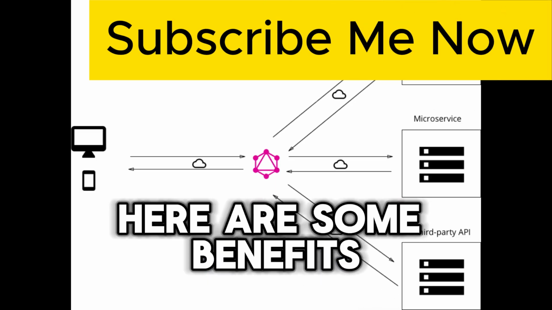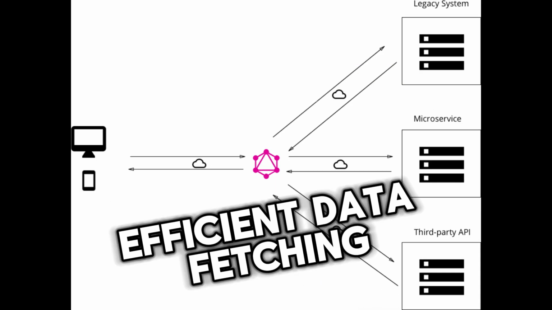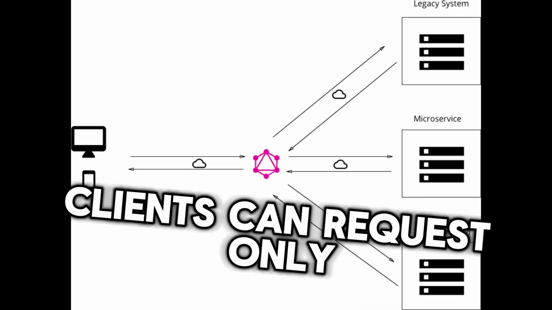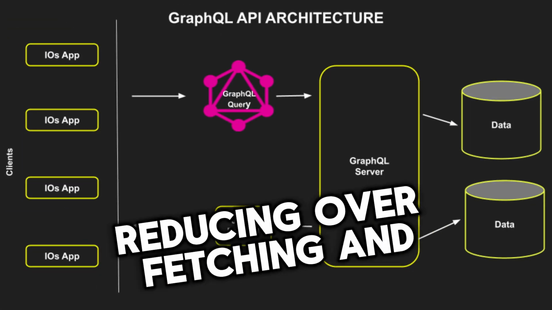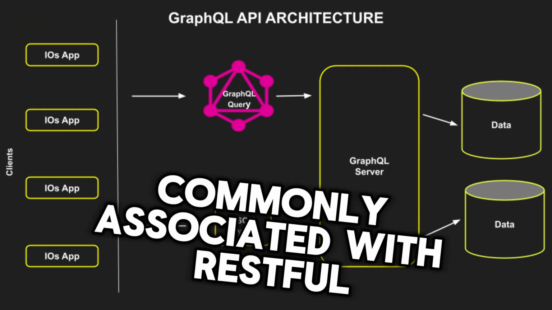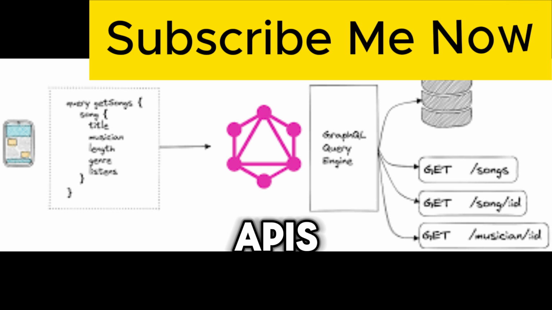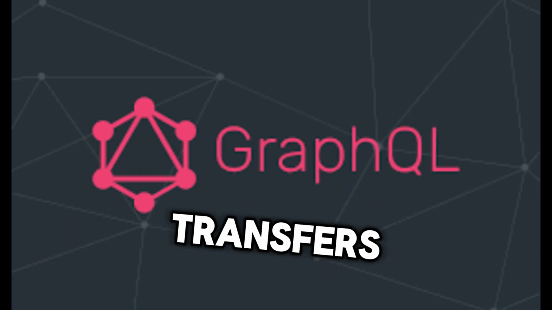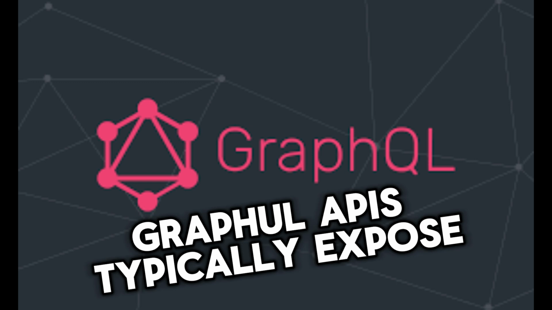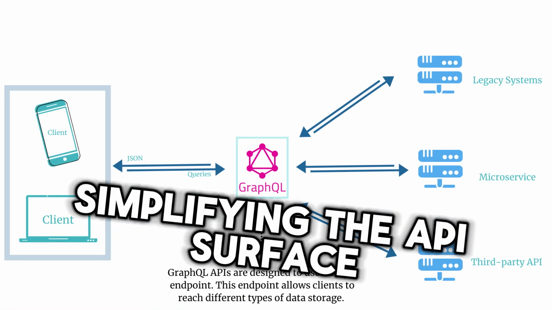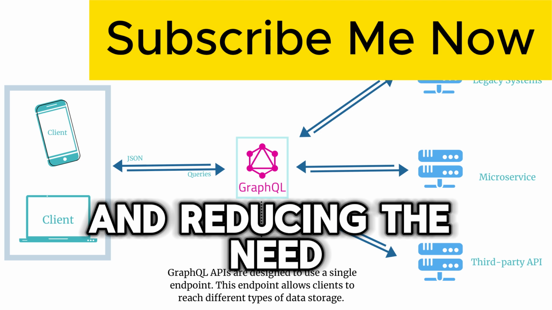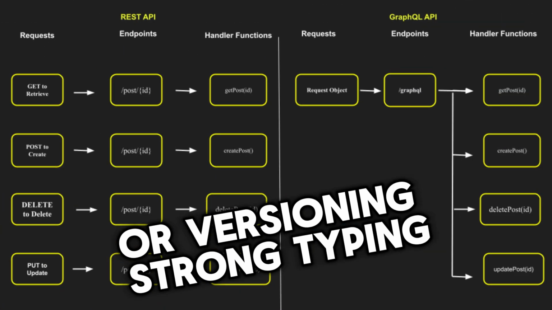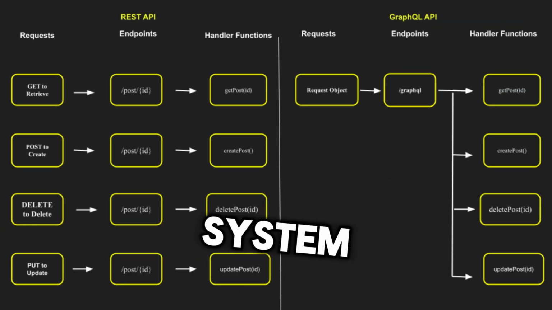Here are some benefits of GraphQL. Efficient data fetching. Clients can request only the data they need, reducing overfetching and underfetching issues commonly associated with RESTful APIs. This results in faster and more efficient data transfers. Single endpoint. GraphQL APIs typically expose a single endpoint, simplifying the API surface and reducing the need for multiple endpoints or versioning.